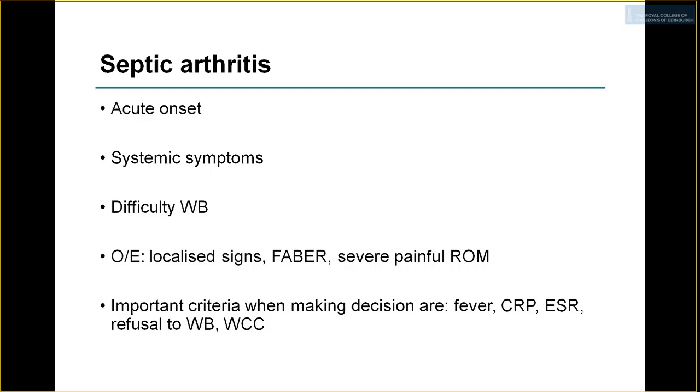And you need to think about the criteria that would make you suspect infection. And these are, in order of importance, fever, any raised CRP, a raised ESR, a patient's inability to weight bear, and also a raised white cell count.